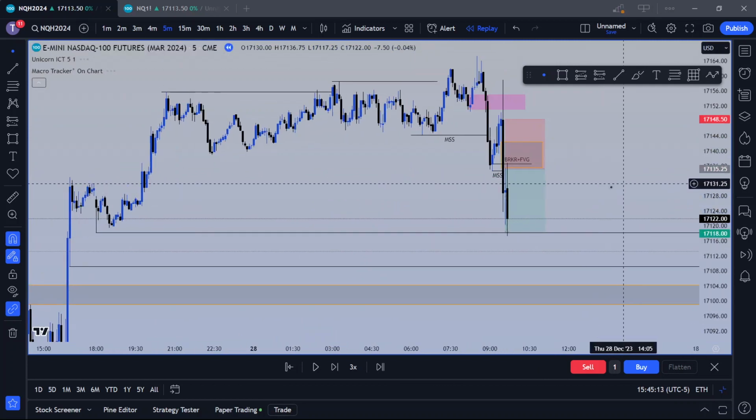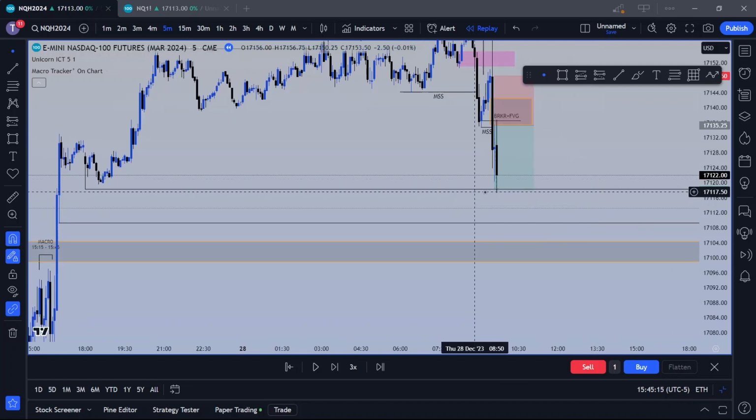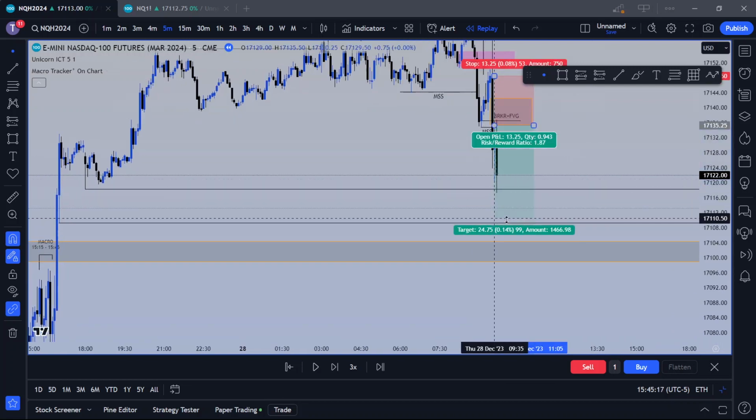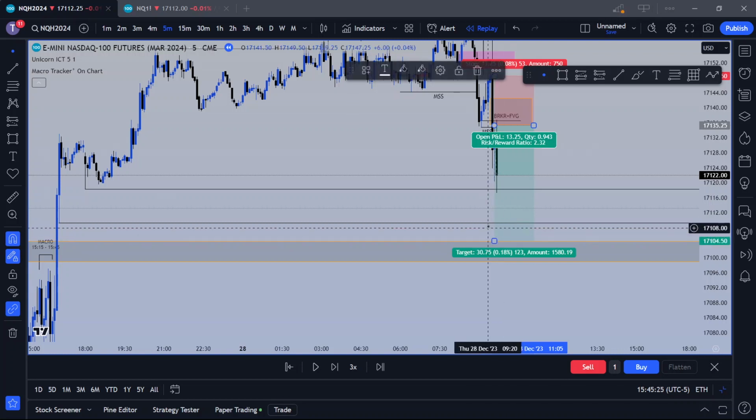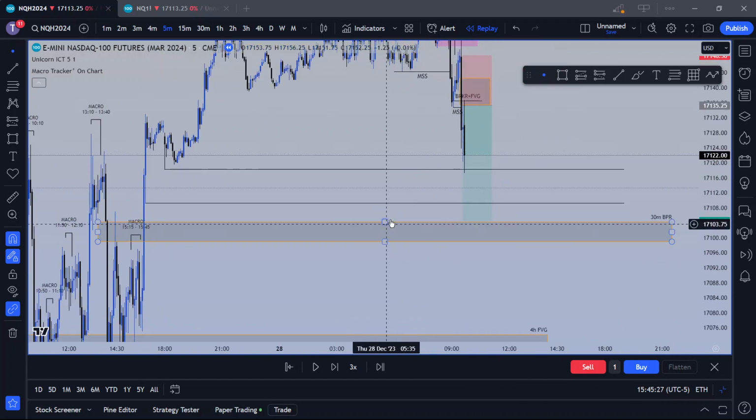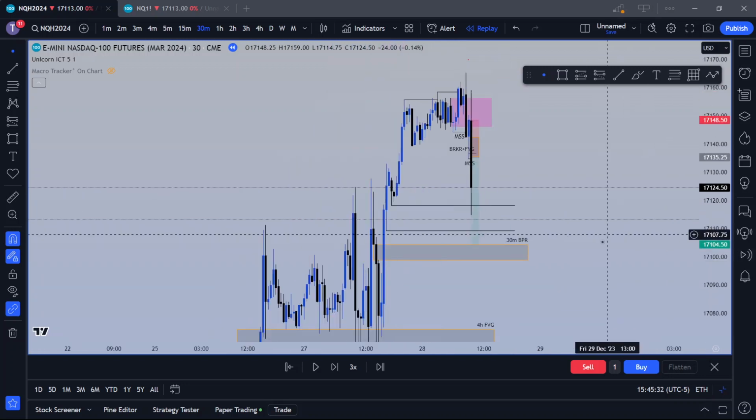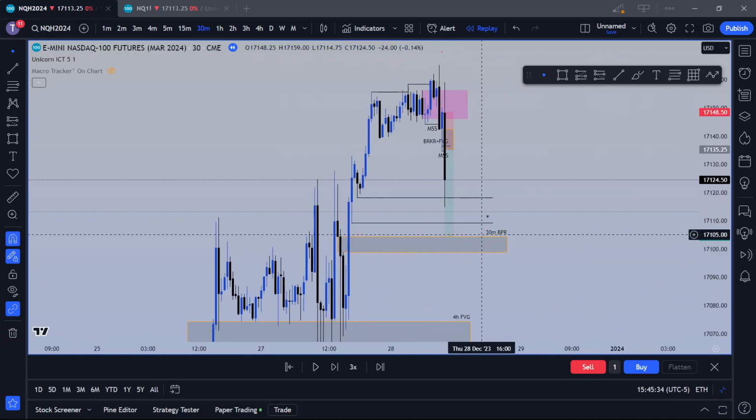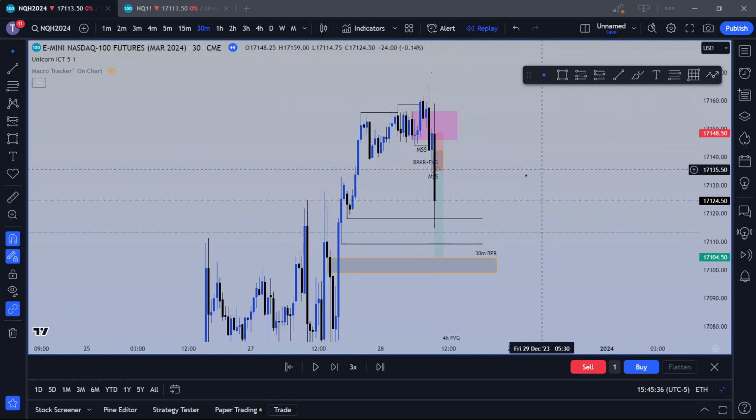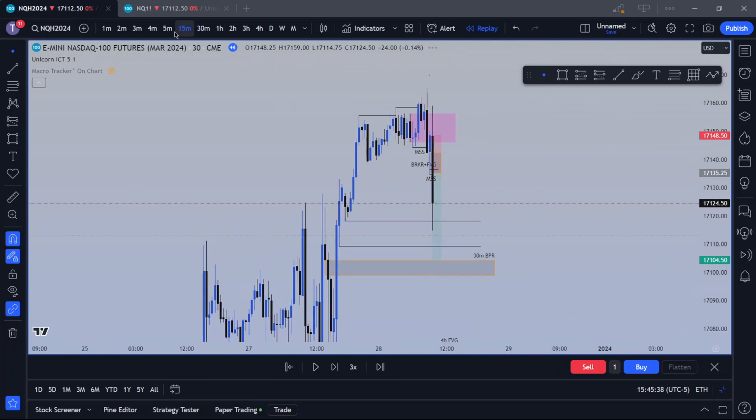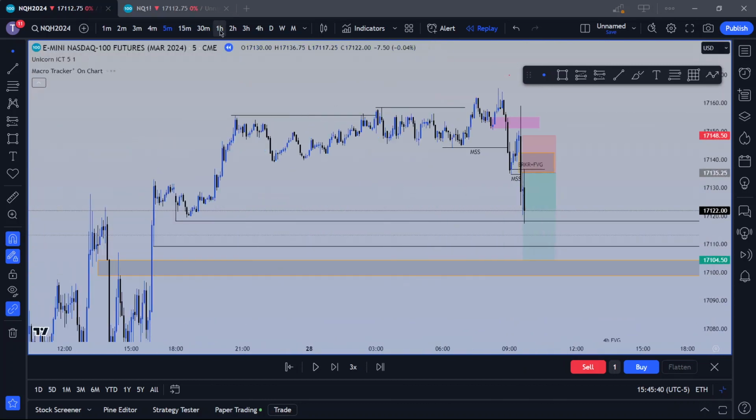And there, since I only had one contract, I was all out there. My second contract, if I had one, I would have been all out here. And if I had three, I would have been out of my second one there, and I would have for sure been all out of all my positions at this BPR, because this BPR is a very strong PD array for us to reverse off of. So that is what I have for trades this morning.